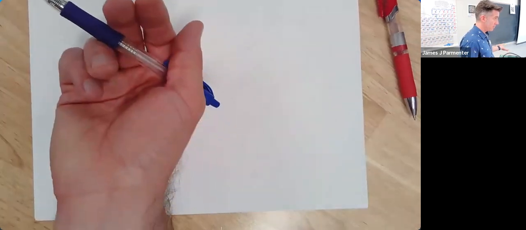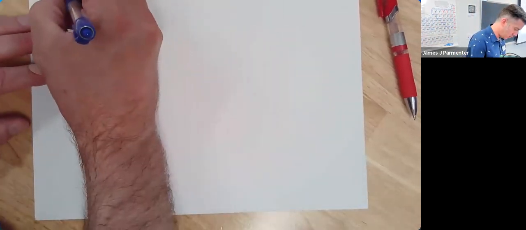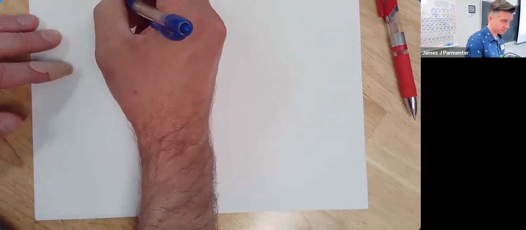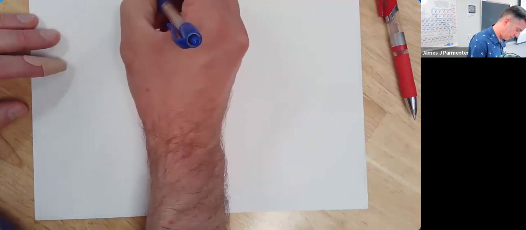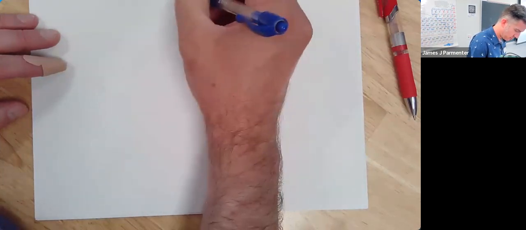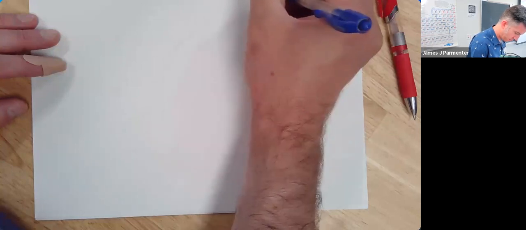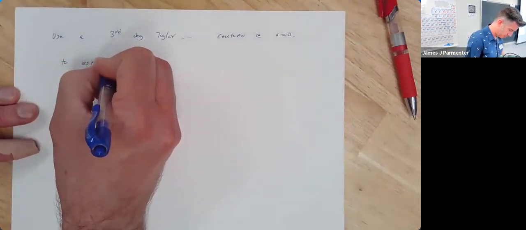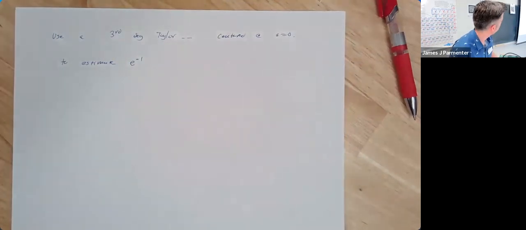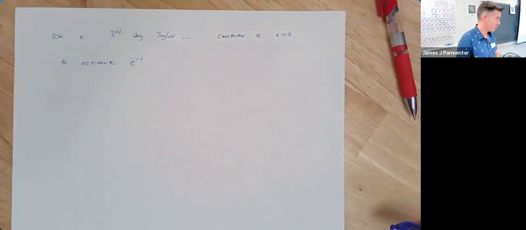Another kind of typical example is estimating something like e to the something. So let's say I want to use a 3rd degree Taylor polynomial, centered at 0, to estimate e to the negative 1. Knowing that e is close to 3, e to the negative 1 should be close to 1/3.